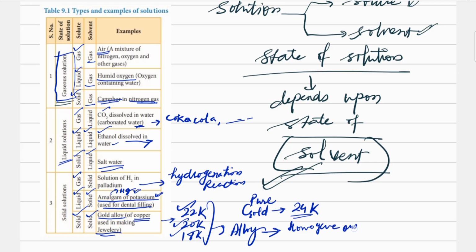And what is the homogeneous mixture we are talking about? We are talking about a solid solution. These are a few examples. There are a lot of examples, you can take a lot of examples in that. The possibilities are endless in this. So this is actually your solution.